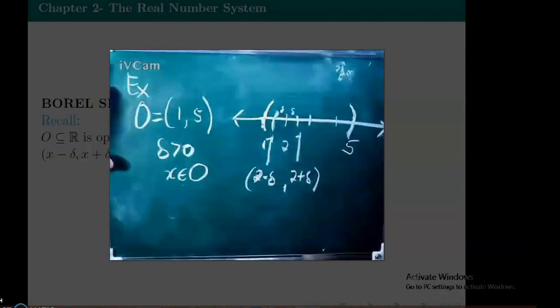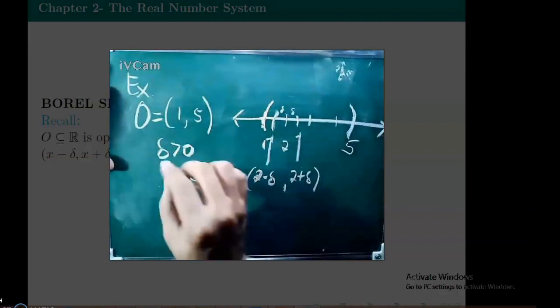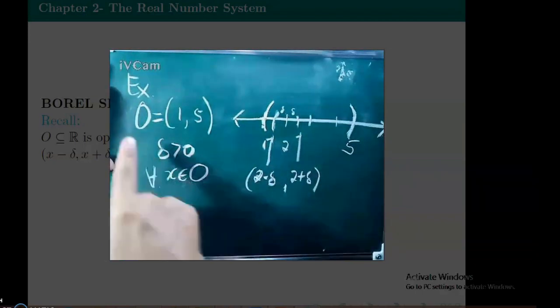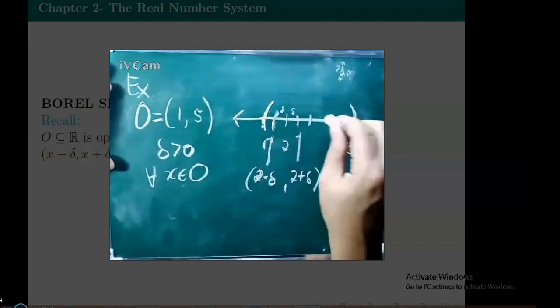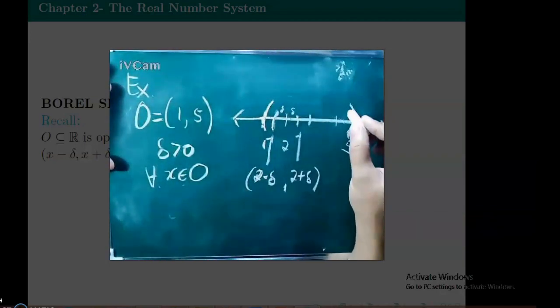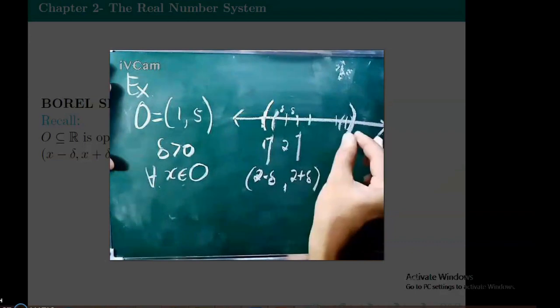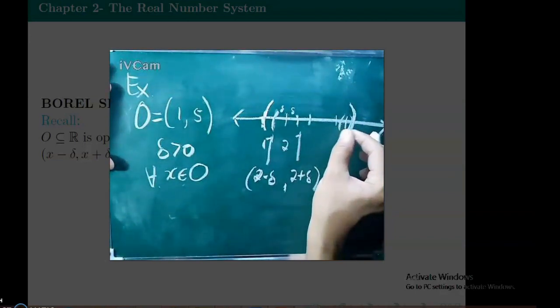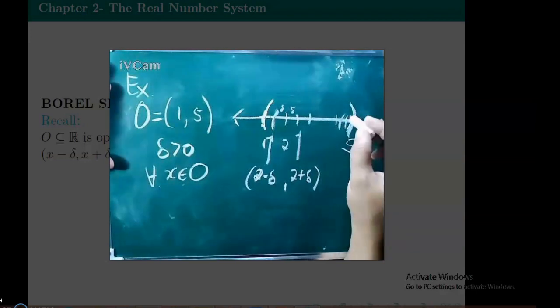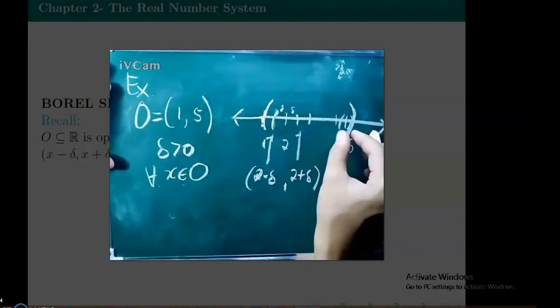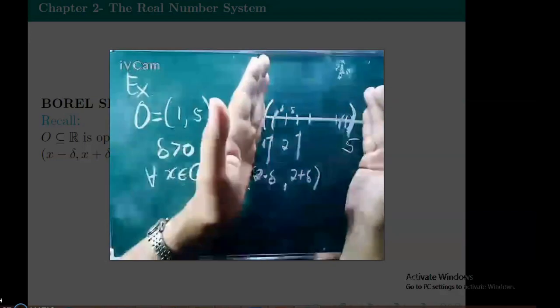And if we take another element, take note, this is for all x in the set. We can take any element here, and then we set our delta greater than 0. So for example, we take an element here, then delta could be smaller as long as it is greater than 0. We can set the interval as small as possible, so it is always contained in the set O.